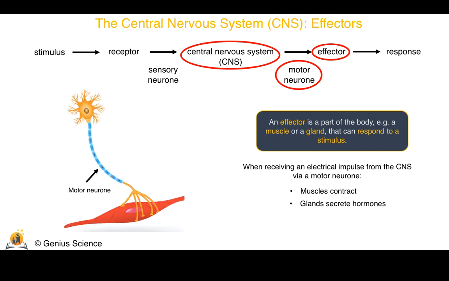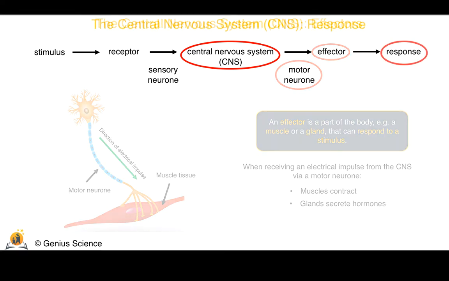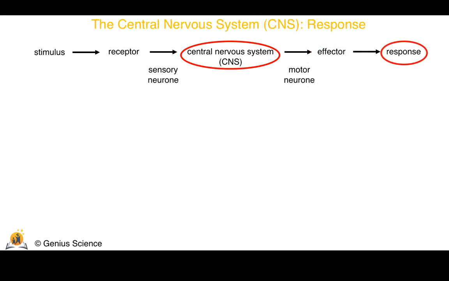Here we have a diagram that shows a motor neuron, and at the bottom it is attached to an effector, which is muscle tissue. And now appearing, we can see a green arrow going downwards. That's the direction of the electrical impulse, and that causes the muscle tissue to contract. That's our response. Here is a specific example of how the central nervous system coordinates a response to a stimulus.